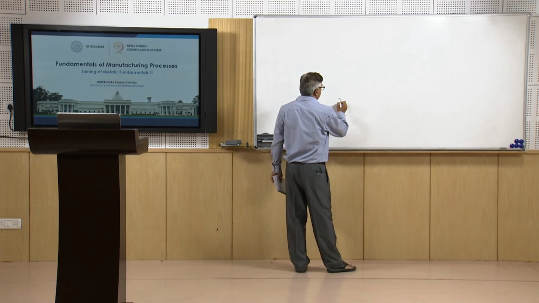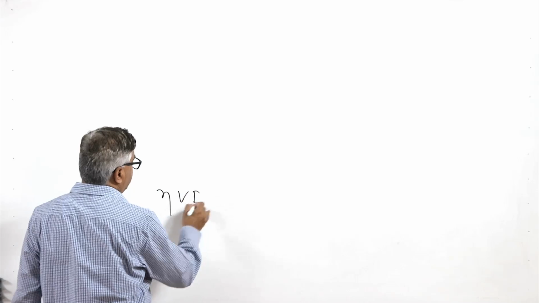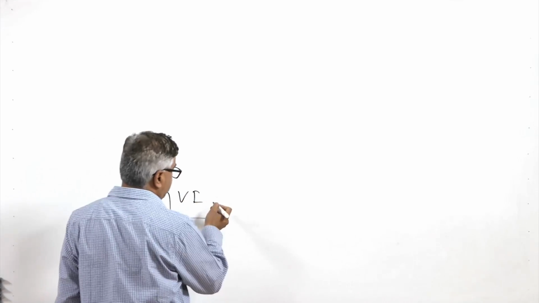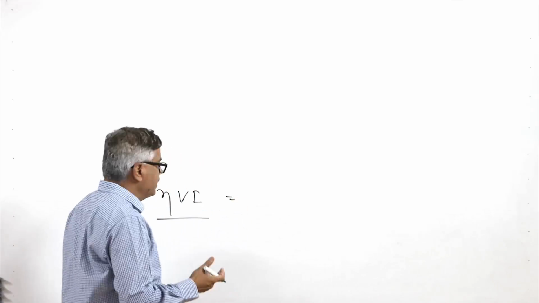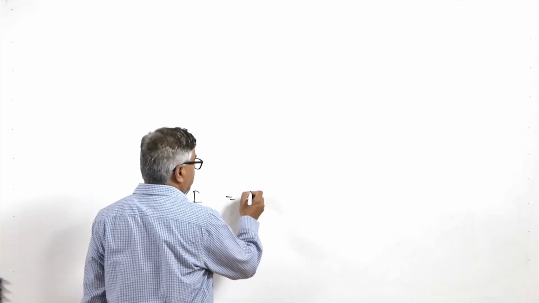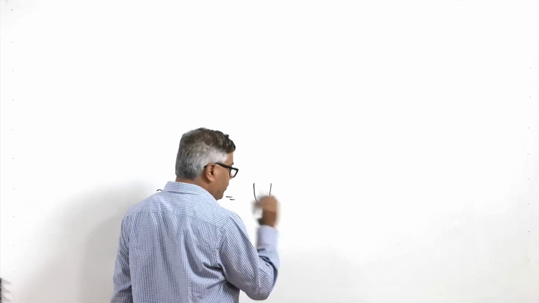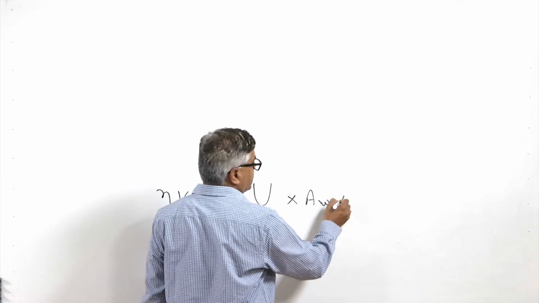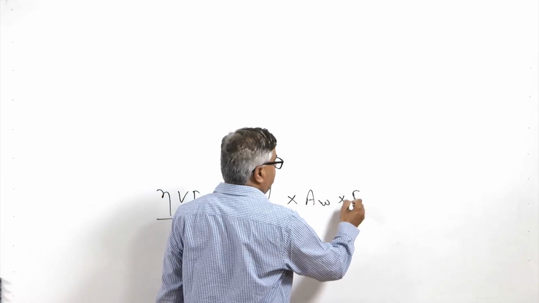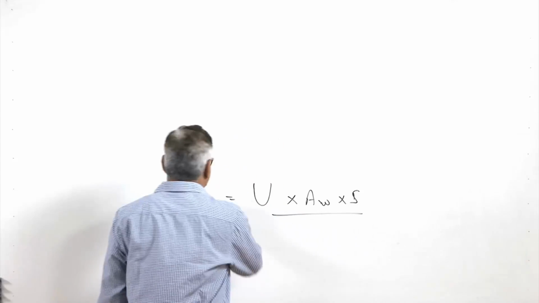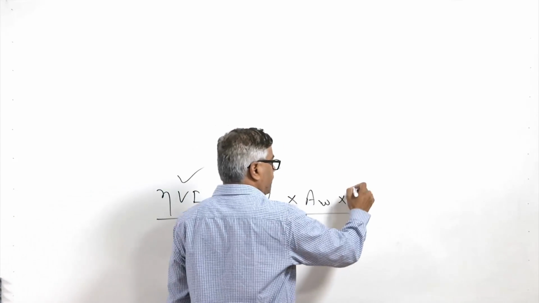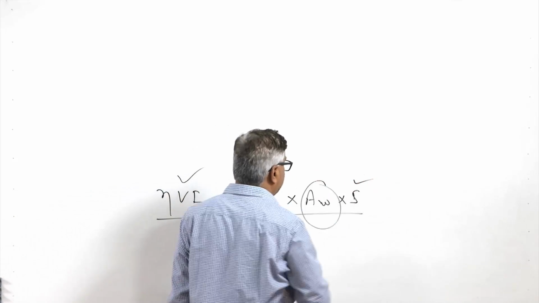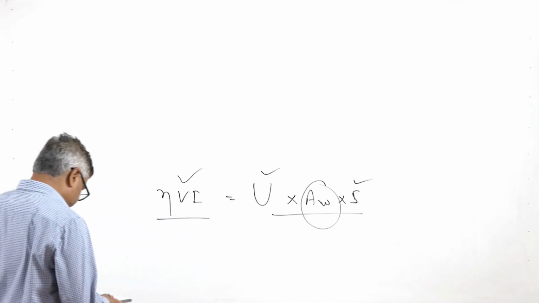So, like say eta multiplied by V, or say for the arc welding process, this will be giving us the amount of heat which is being delivered, then the unit amount of heat required for melting the unit volume of material multiplied by weld cross sectional area multiplied by the welding speed. So, if we know the welding speed, we can determine the weld cross sectional area.